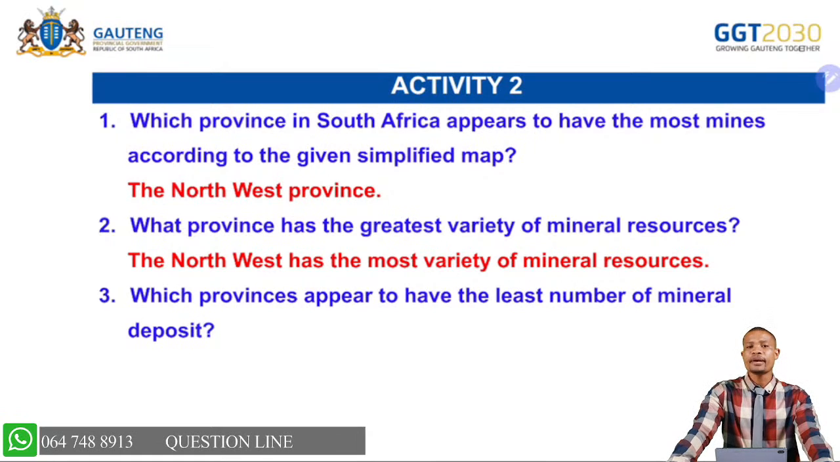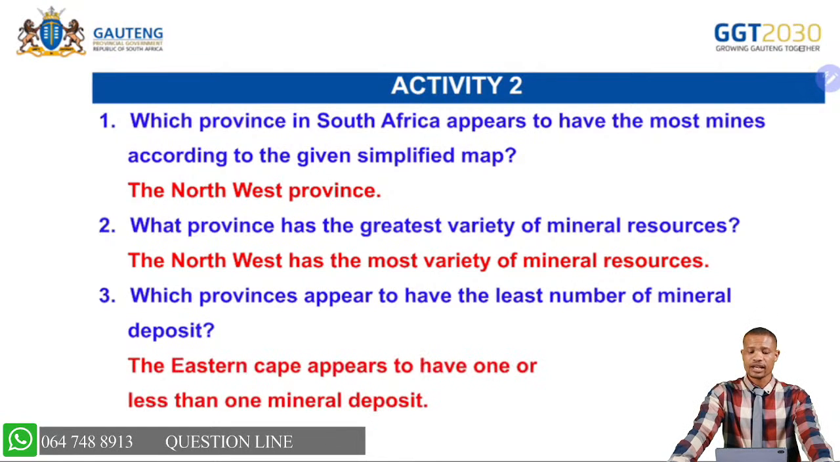Well, based on the map, the Eastern Cape seems to be having trouble keeping up with the other provinces. The Eastern Cape appears to have one or less than one mineral deposit. It just has one that I saw from the map. I hope you were able to see it as well.